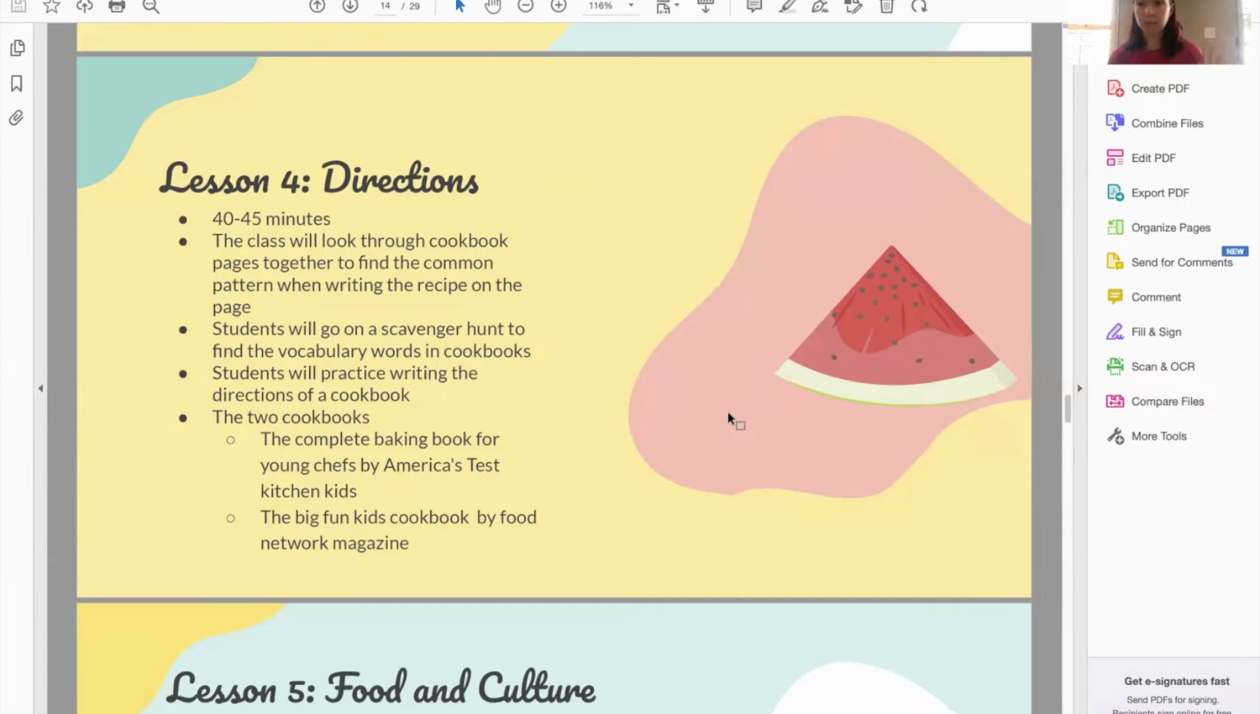They can make up whatever meal they want to. Oh, these are the 2 cookbooks I have listed. They'll be listed later on as well.